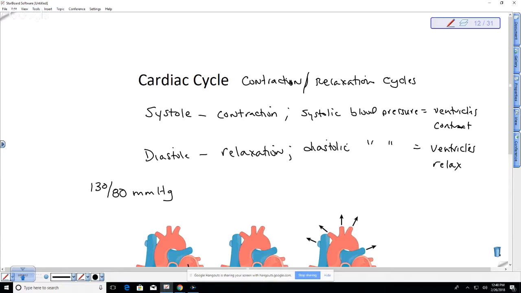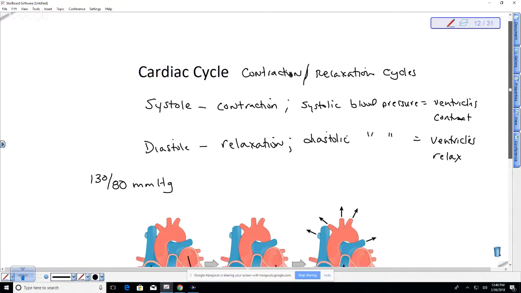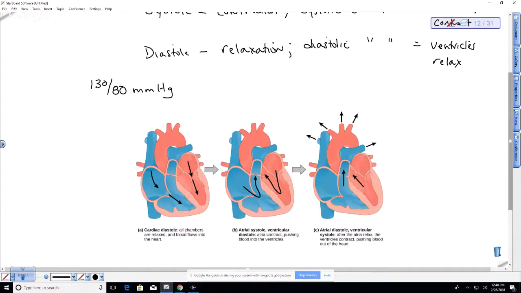Now I just wanted to point out that the atria also undergo systole and diastole. So this is the atria relaxing and the ventricles contracting. It's really important to realize that you have to have those coordinated. We don't want the atria and the ventricles contracting together. We want them contracting alternately so that blood flows smoothly through the heart.